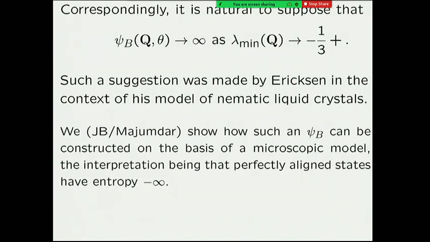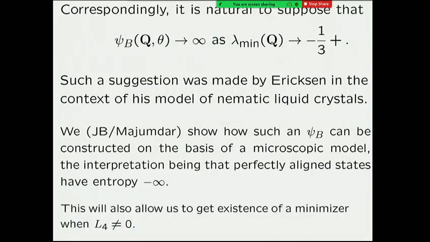So with Apala Majumdar, this is joint work with her, we showed that such a bulk energy can be constructed on the basis of a microscopic model, the interpretation being that perfectly aligned states have entropy minus infinity. And this will also allow us to get, if we use such a bulk energy, existence of a minimizer when L4 is not zero. So it will sort out that particular problem. So this is done on the basis of the so-called Onsager free energy function.